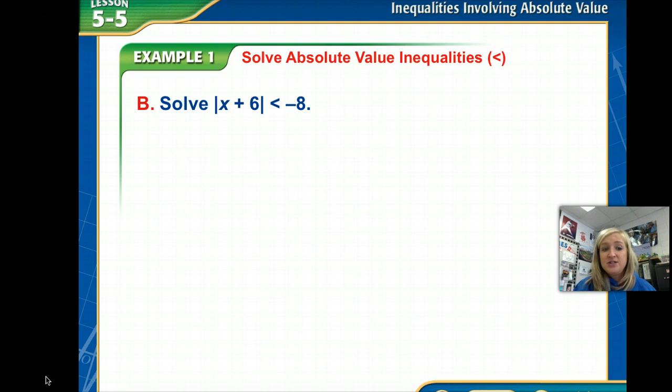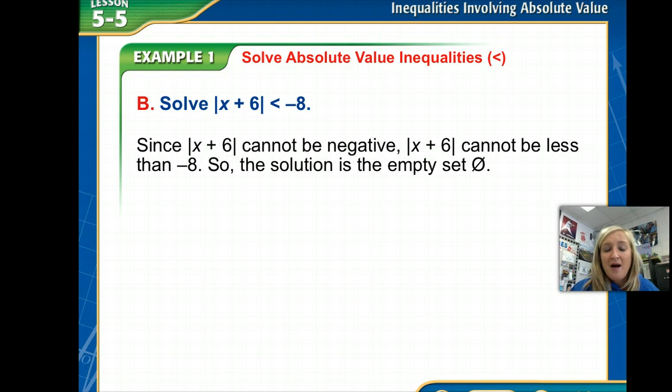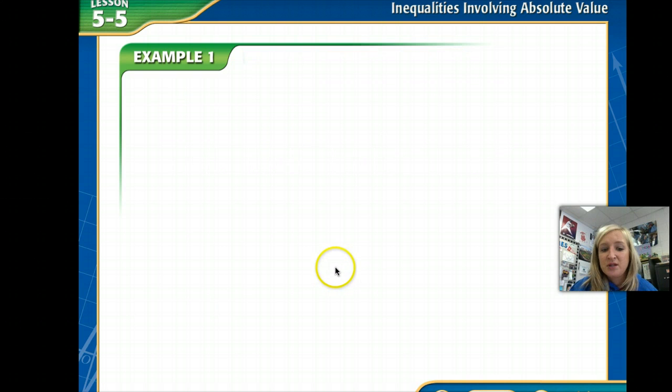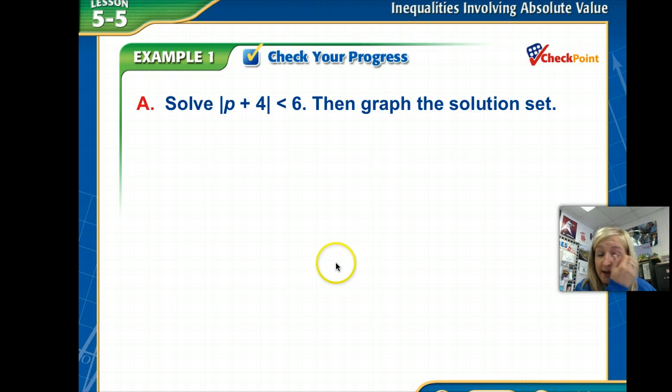All right, let's do the absolute value of x plus 6 is less than negative 8. Well, because whatever this value of x is cannot be negative, it has to be greater than or equal to 0. So it would never be less than a negative 8. And again, this is one of those key concepts that I had you write down at the beginning of the video, that if the equation is less than a negative, it's an empty set. So keep that in mind, because it has to be greater than or equal to 0, it would never be less than a negative 8. Empty set, no solution.